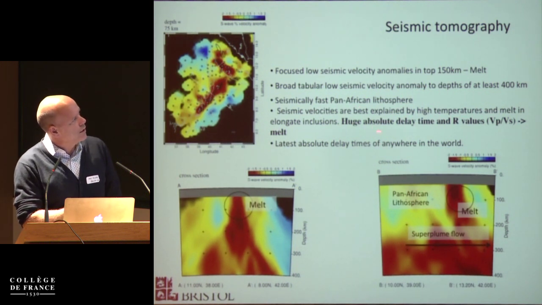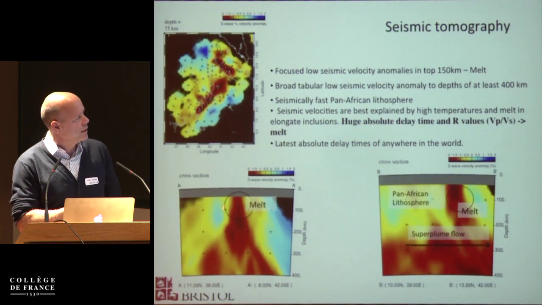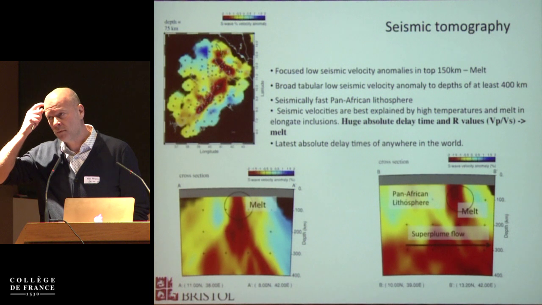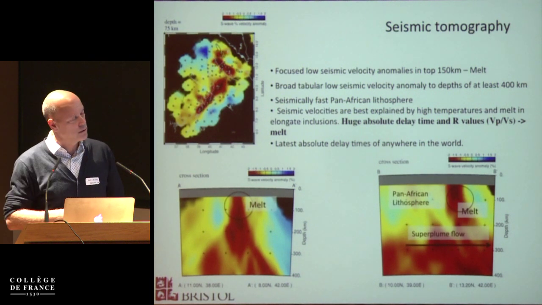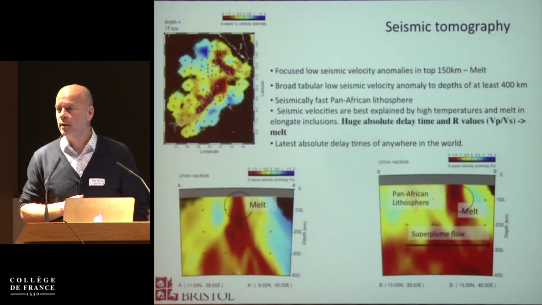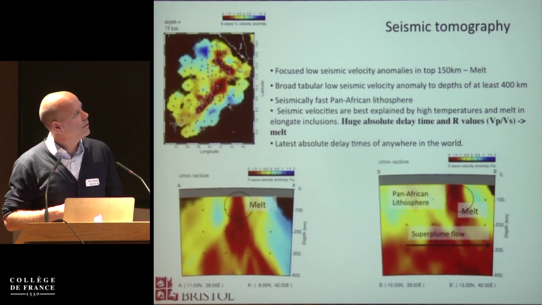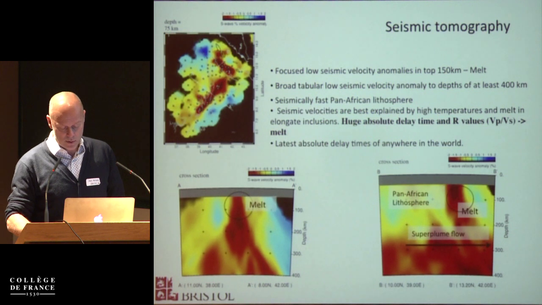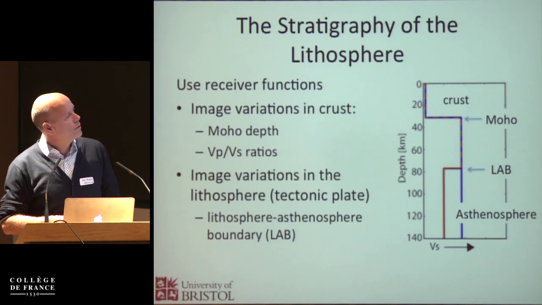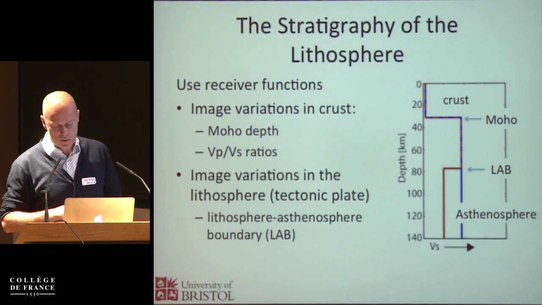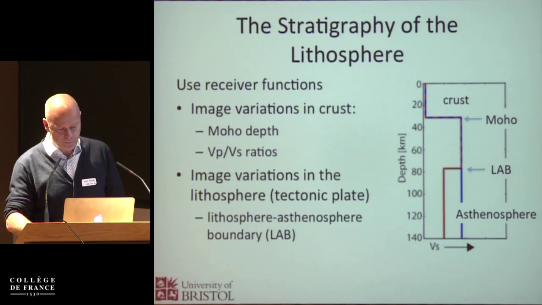The anomalies are large. We get very big R values or very large VP-VS ratios, and it's really hard to not invoke melt as a mechanism. It's worth pointing out that these are the largest absolute delay times anywhere in the world. So again, there's reasonably good evidence that there's melt at play all through this region. Then we can start to look more at the stratigraphy of the crust and lithosphere using receiver functions with the techniques that were described yesterday.